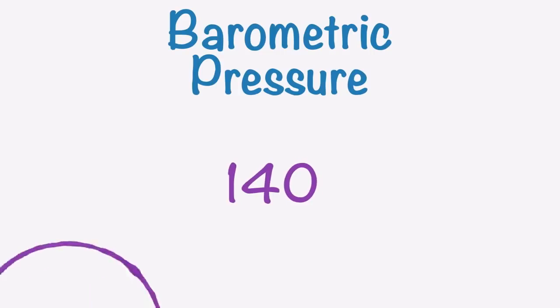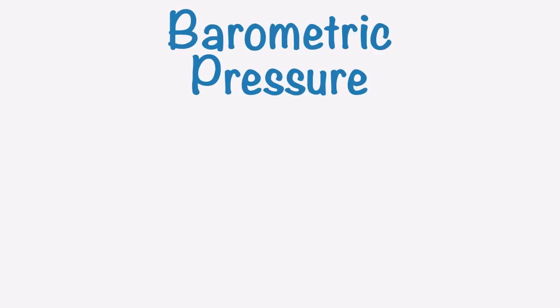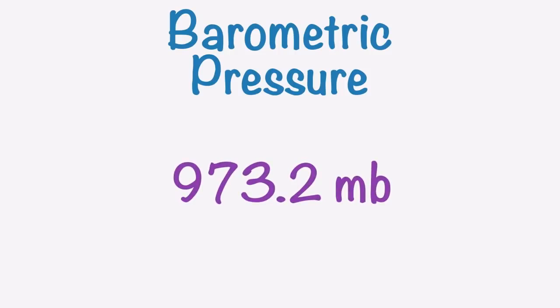So let's get rid of that decimal point. And so what we're left with is 140, and that's the number you would actually put onto your station model. You see how it's much shorter than writing 1014.0 millibars. Much simpler. Let me give you one more example of how to code air pressure.